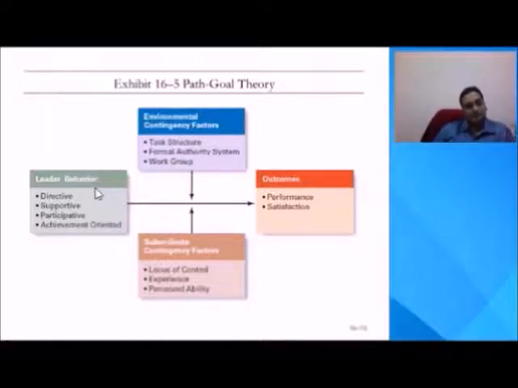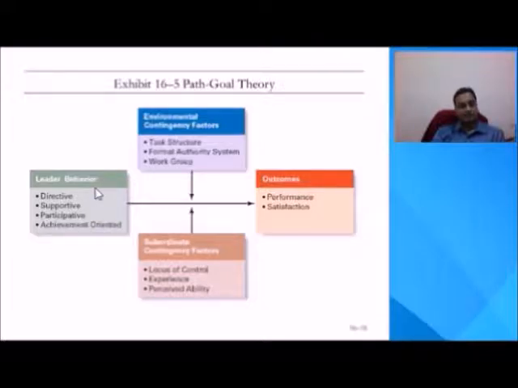So directive leadership would add a lot of value when the subordinates do not know what to do. And supportive leadership results in high employee performance when the tasks are very structured. So everyone knows what is expected to do. The work is very structured. The roles are very clear. The goals are clear. There is no ambiguity. So in those cases, the leader should be more supportive in nature.